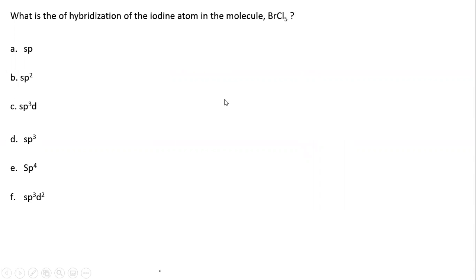So here we have BrCl5. And again, you can draw it or you can use mathematics to solve the problem. So if we use mathematics, we determine the total number of valence electrons. So this is kind of like a quick way, I guess you could say.